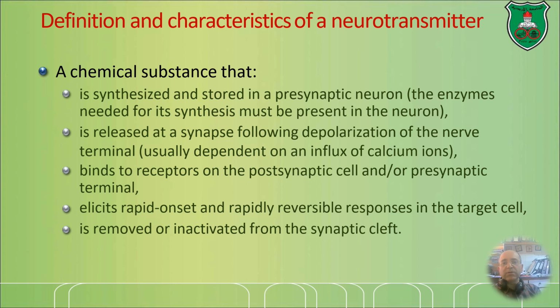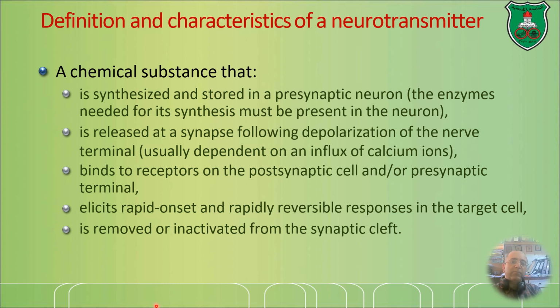So first we need to start defining and talking about the characteristics of neurotransmitters. You will notice that there are exceptions, but these are the main characteristics and features of neurotransmitters. So basically, a neurotransmitter is considered as such if it is synthesized and stored in a presynaptic neuron. The enzymes that are needed to synthesize these neurotransmitters exist in the presynaptic neuron as well.